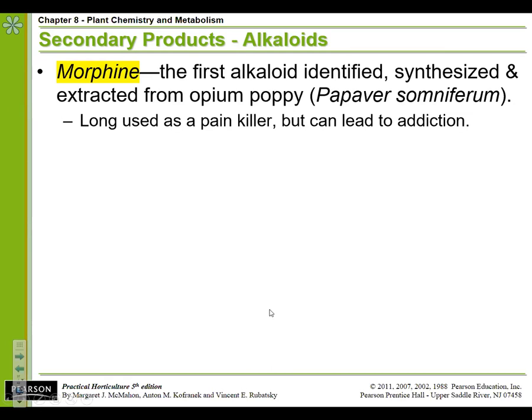So another one that is very important in the news today is morphine, an opioid, right? Which is an alkaloid, which is extracted from the opium poppy, coming initially from this plant, Papaver somniferum, which is long used as a painkiller, but as we know, can lead to addiction and has kind of been a scourge on our country, especially here in our area in Appalachia.